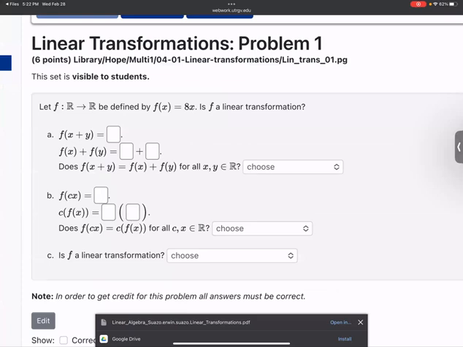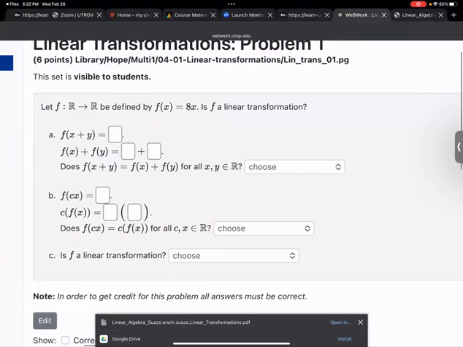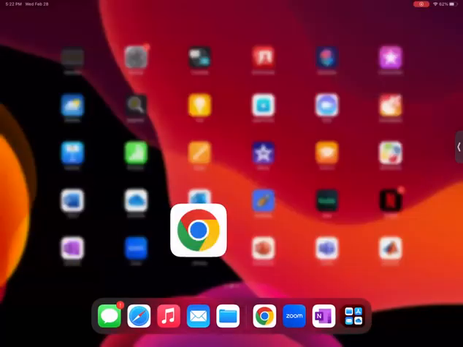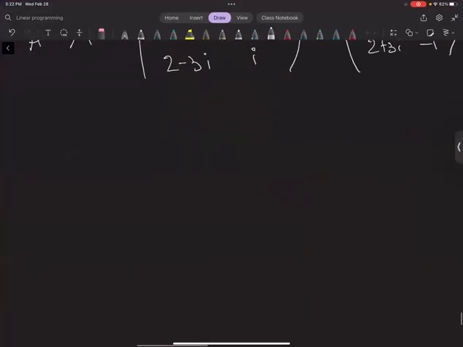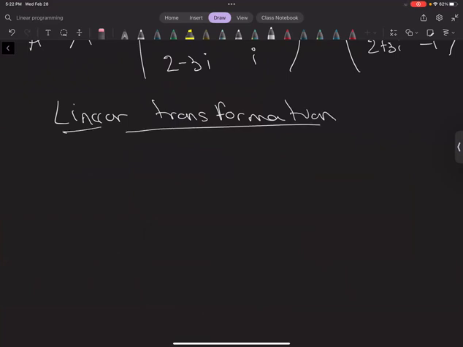So we define f of x equals A of x. Is f a linear transformation? Let's do it. So what does it mean, linear transformation? A linear transformation means it could be two properties. Probably it's easier like that. I usually like it like that.